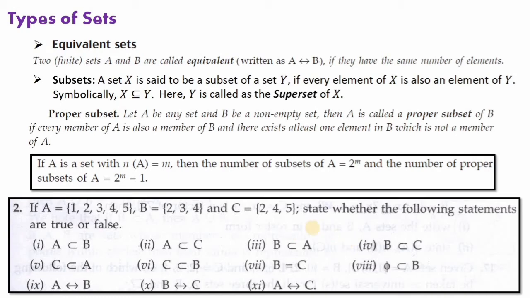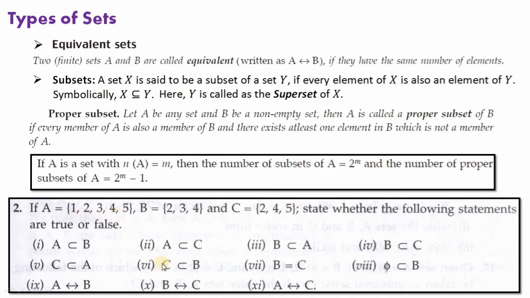B is a subset of C. That's what we need to check. That means every element of B is a part of C. Is this true? No, right? Because 3 is there in B, but it is not there in C. So number 4 is false. C is a subset of A. Is this true? Yes. Because we have got 3 elements, 2, 4, 5 in C, and all of these are present in your set A.